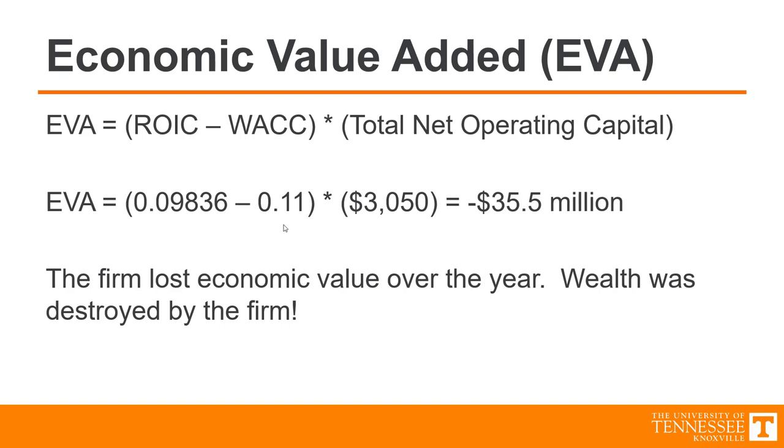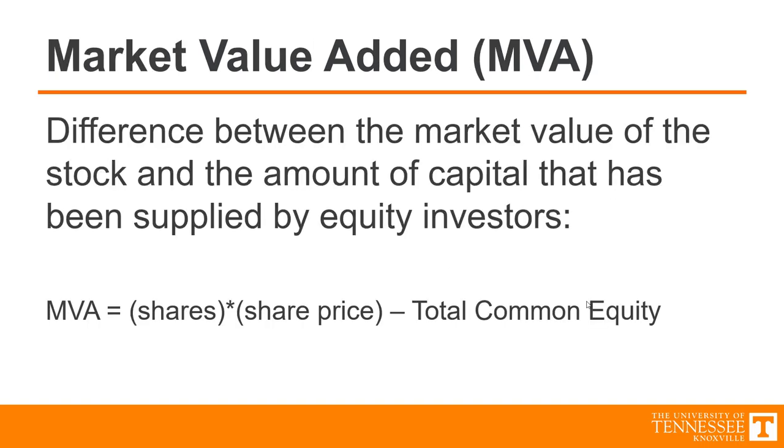So we are, in fact, destroying value. If we look at that shortfall, multiply it times 3,050, these are in millions, so 3,050 million, we have destroyed $35.5 million in this year. So we have lost economic value. We've destroyed wealth over the course of the year. So all of this is telling us that this firm has had a forgettable year for sure.